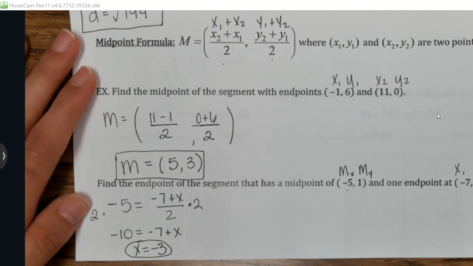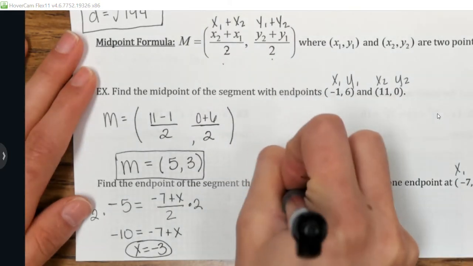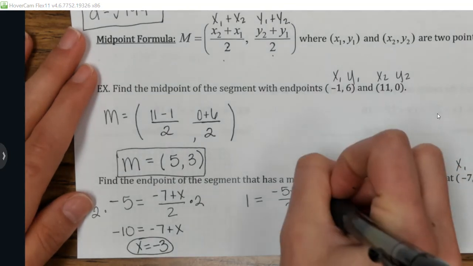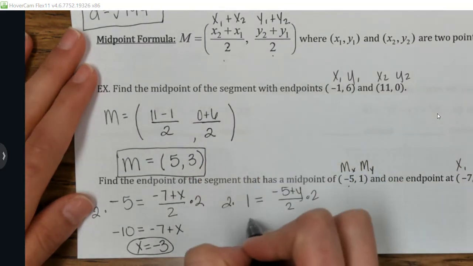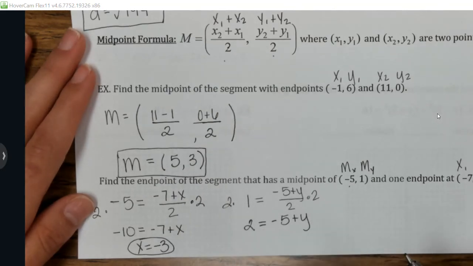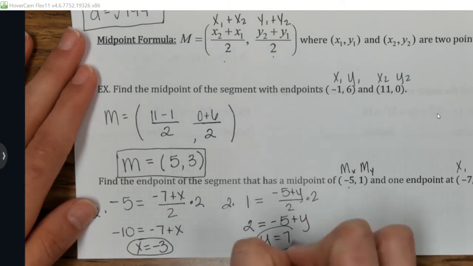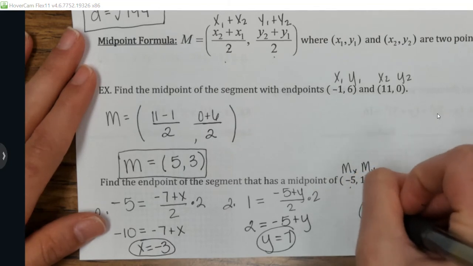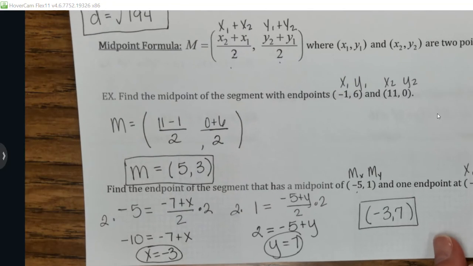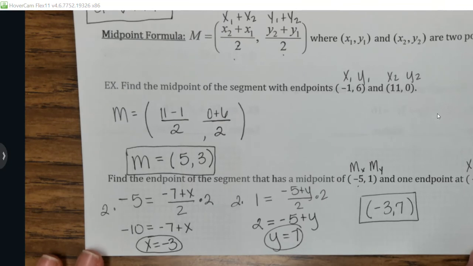Now I need to do the same thing with my y value. So I'm going to have 1 equals -5 plus y divided by 2. Do the same thing, multiply by 2. 2 is equal to -5 plus y. Y equals 7. So my endpoint is going to be -3, 7. You have to write it as your ordered pair. You're good with that?